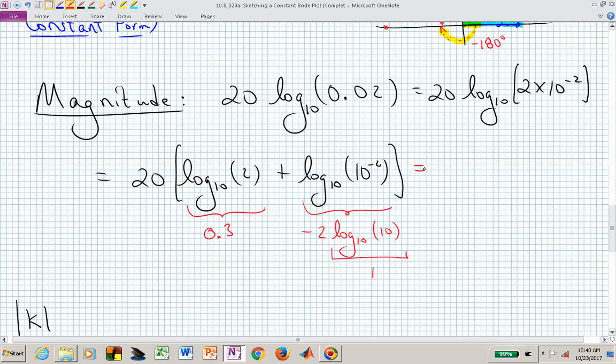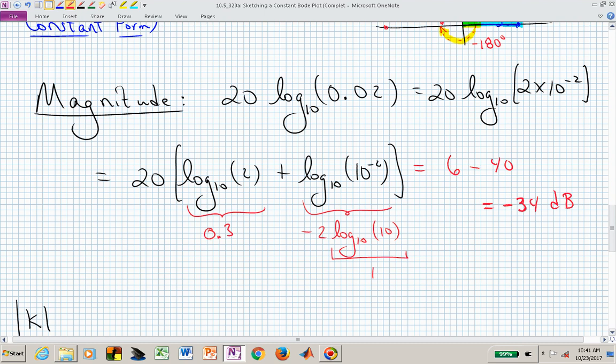But in this particular case, let's go ahead and do the math associated with this. We could now say, oh, we have 20 times 0.3, or that's now 30% of 20, that's now 6, and we have 20 times minus 2, which is now minus 40. So in fact, we now have, for a magnitude for this transfer function, it was 0.02. If it's now less than 1, we're going to have a negative dB, and in fact it's now minus 34 dB.